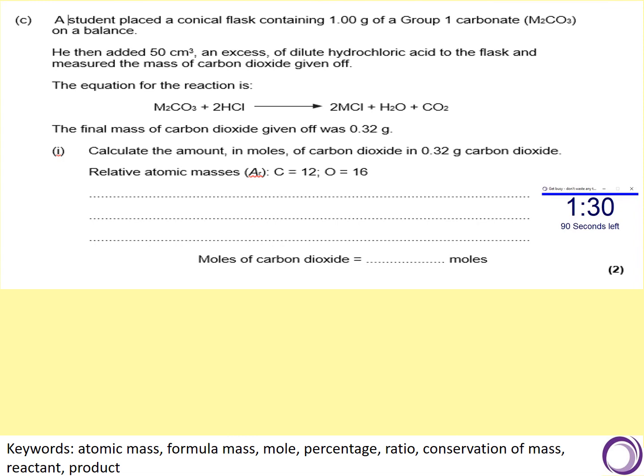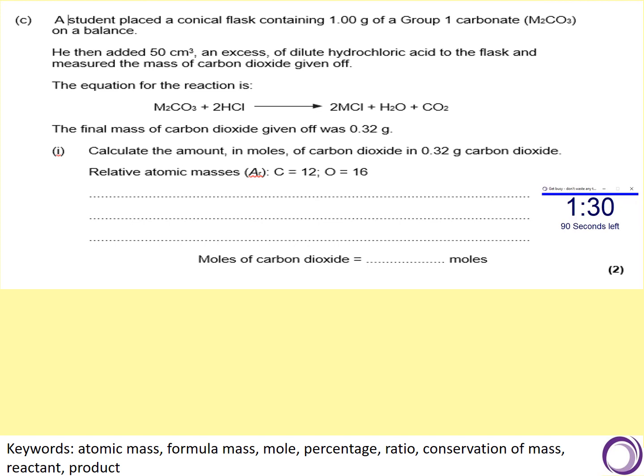He added 50 centimetres cubed of an excess of dilute hydrochloric acid to the flask and measured the mass of carbon dioxide given off. We have got the balanced symbol equation there with M representing an unknown element from group 1. And it asks us to calculate the amount in moles of carbon dioxide in 0.32 grams of carbon dioxide.